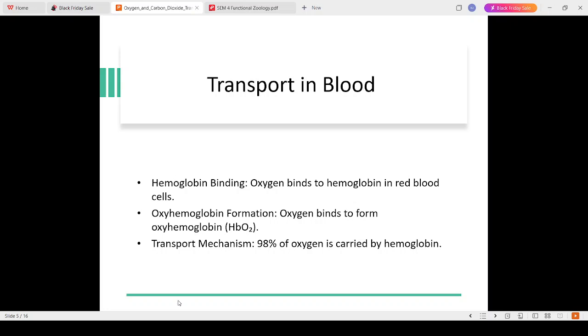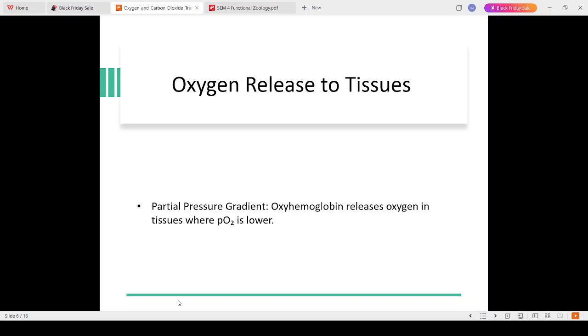Hemoglobin is the main pigment responsible for carrying oxygen. Oxygen cannot easily be transported on its own, it needs some vehicle, and that vehicle is actually the oxyhemoglobin. Oxygen will attach with the hemoglobin and the hemoglobin will carry it to different parts of the body. Hemoglobin is already attached with the RBC. This is the main mechanism by which 98% of the oxygen in our blood is transported.